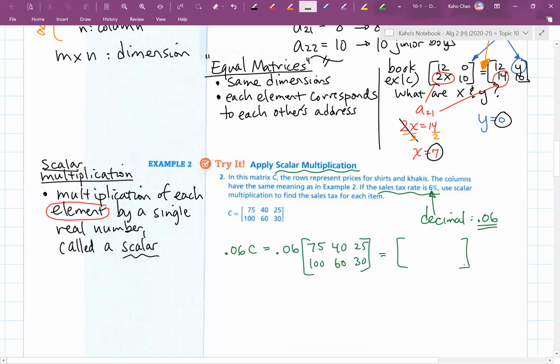And of course, you can use a calculator, and I'll save you the trouble. We are going to apply the 0.06 to the 2 by 3 matrix here, and you'll get these values. Here they are: 4.5, 2.4, 1.5, 6, 3.6, and 1.8.